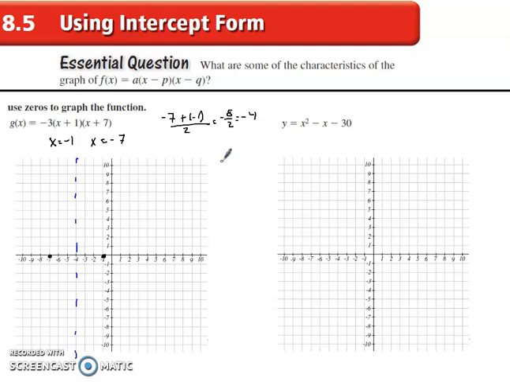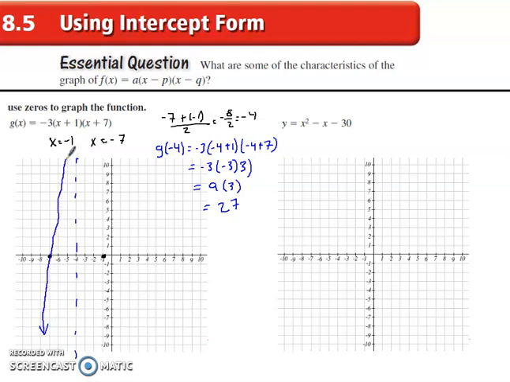So I know that my vertex has an x value of -4. So I'm going to go ahead now and evaluate g of -4 and figure out what the y value of my vertex is. -3 times -4 plus 1 times -4 plus 7. I've got 9 times 3, which is a positive 27, which means that my vertex is way up beyond my graph, so my parabola is going to be a downward-facing parabola that looks something more or less like this. That vertex should be at -4, and the y value is going to be positive 27.